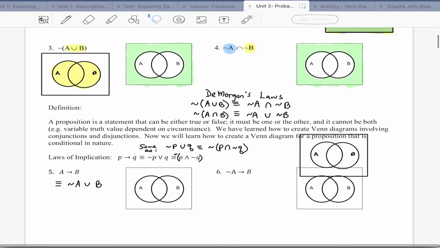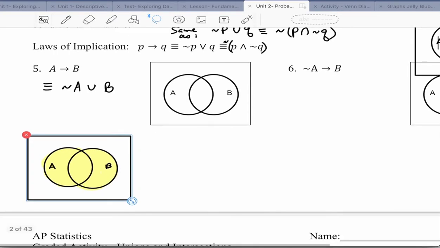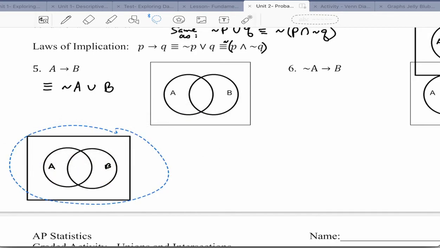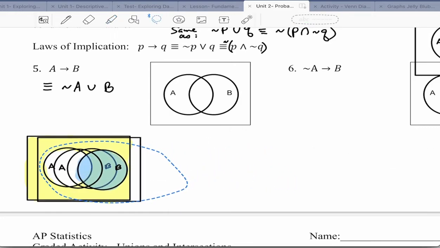I lost my blank diagram here, so let me grab another one. All right, so we need not A or B. So let me just get rid of the highlight here. All right, so not A would be everything outside of the A circle, which I guess I could have just copied over from before. Not A or B. B would be everything inside of the B circle. So if we merge the two together, anything that has any kind of shading.